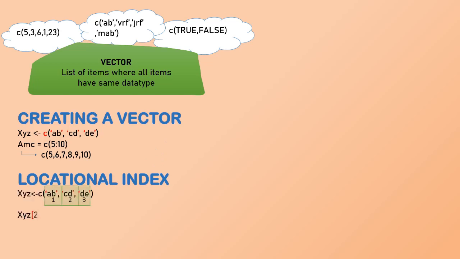If you ask which item is present at position 2, then it will give the result CD. Remember to ask the position. Use square brackets and not the normal parentheses.